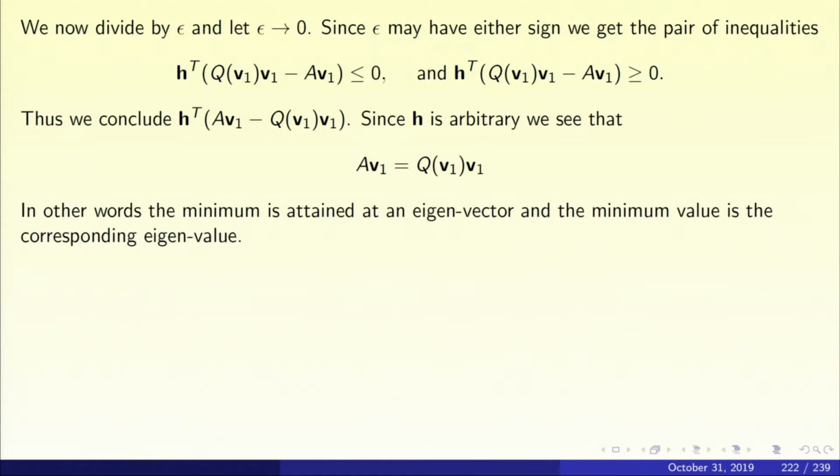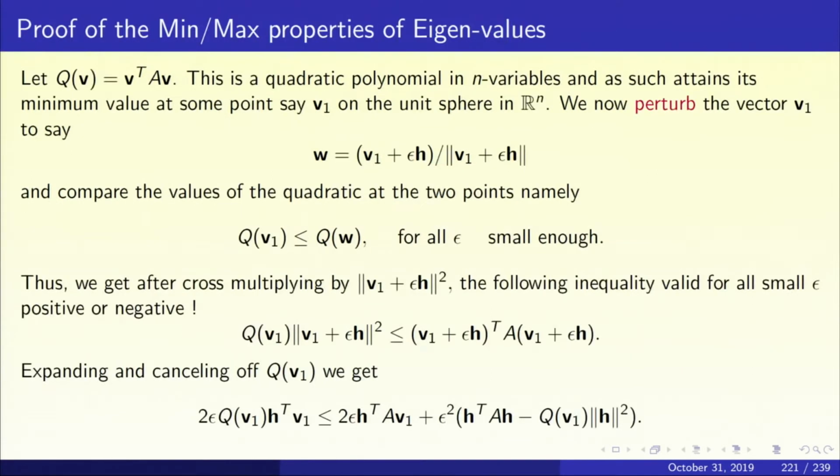We divide by epsilon, assuming that epsilon is positive. First assume that epsilon is positive, we divide by epsilon and let epsilon go to 0 through positive values. So what will we get? Look at the last displayed equation. We will get, the 2 will clearly cancel out. When you divide the epsilon squared terms by epsilon and let epsilon go to 0, their contribution will be 0.